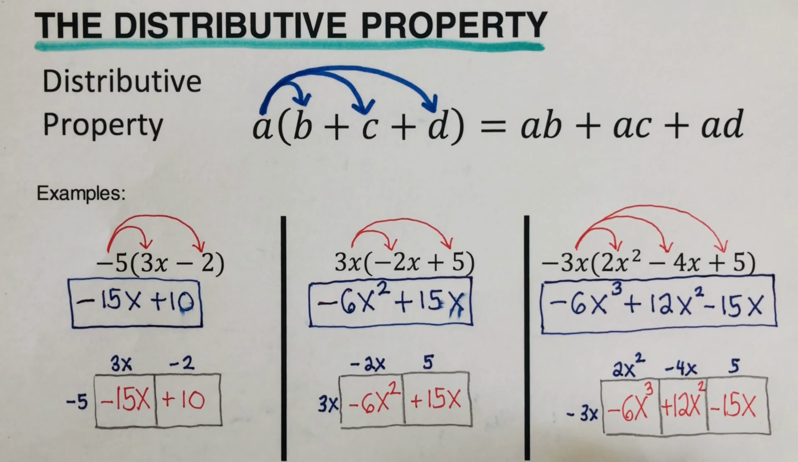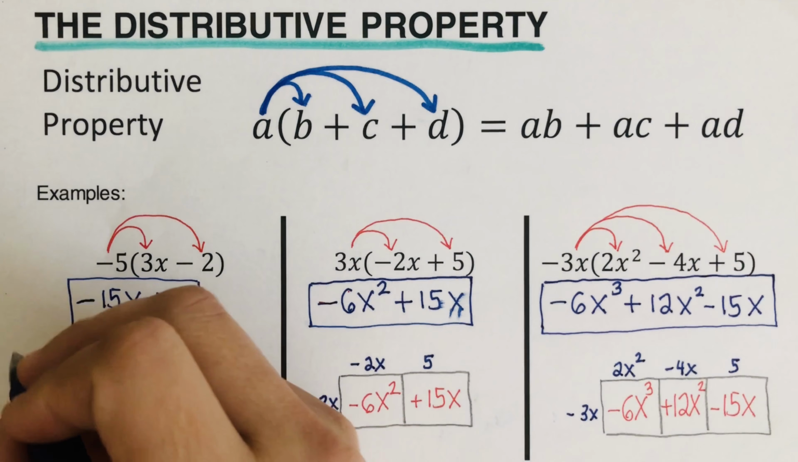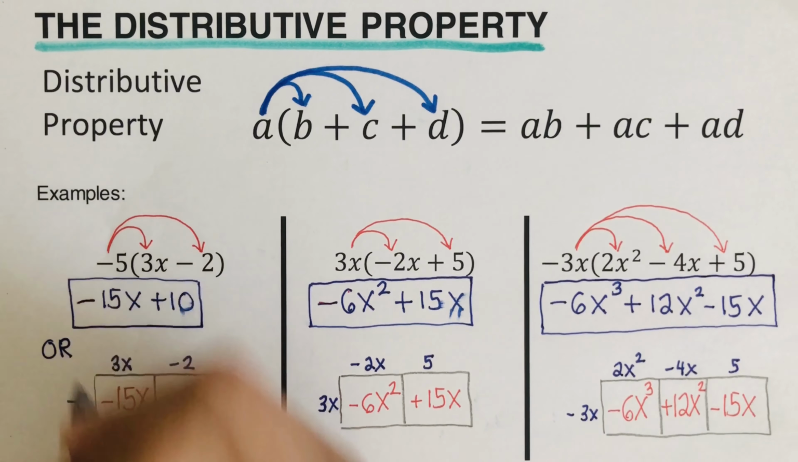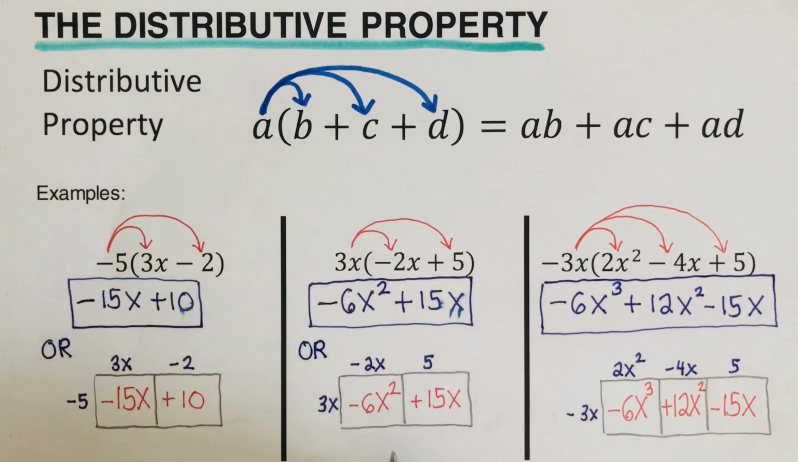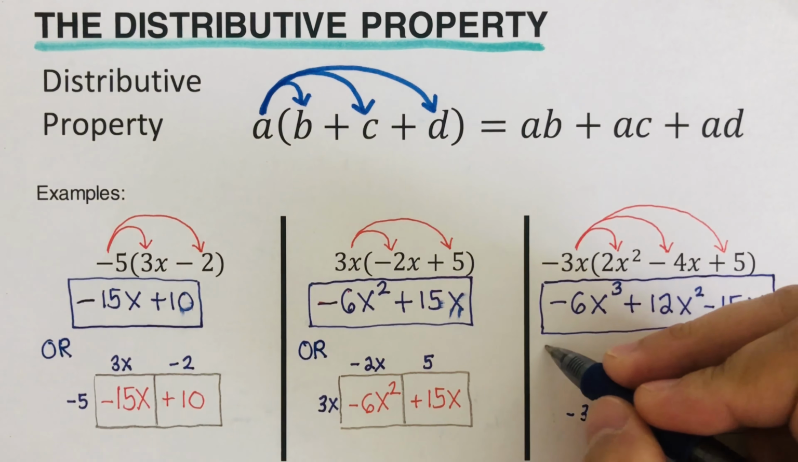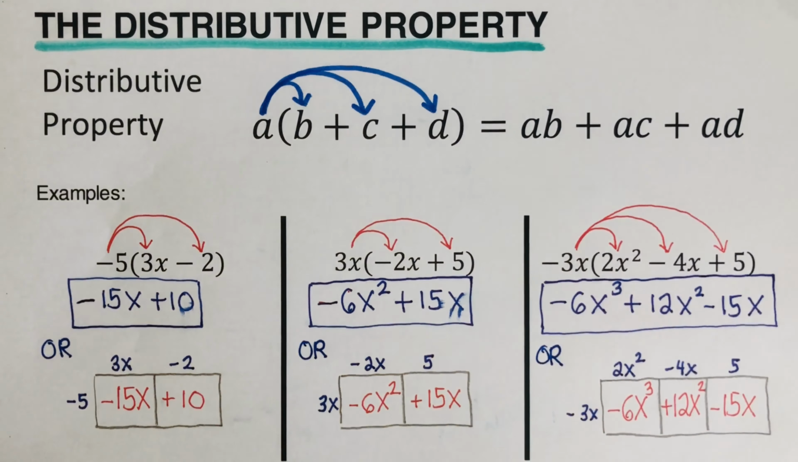They will have the same answer. Did you get the same answer as this? Good. Perfect. Now, we can use any of these methods. It doesn't matter. You can use the distributive property, or you can use the area model. It doesn't really matter. The answers would still be the same.